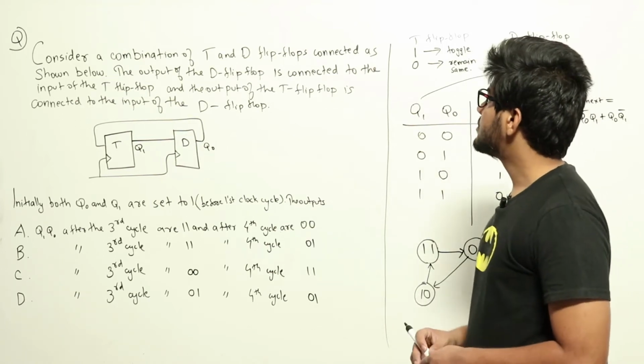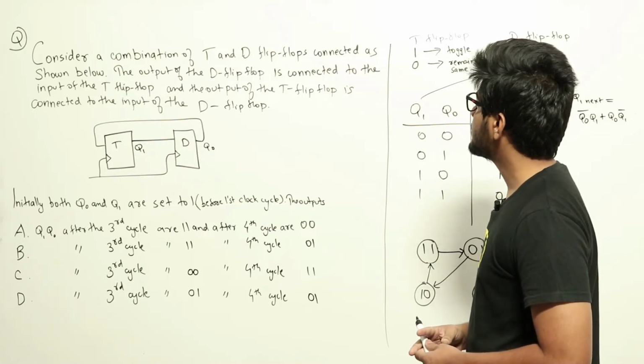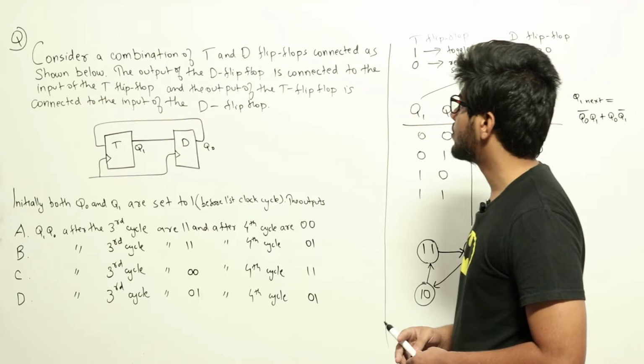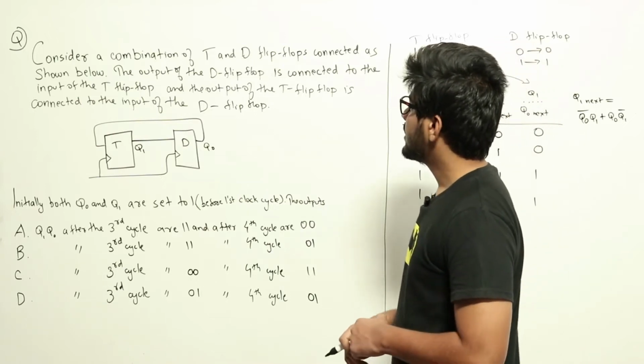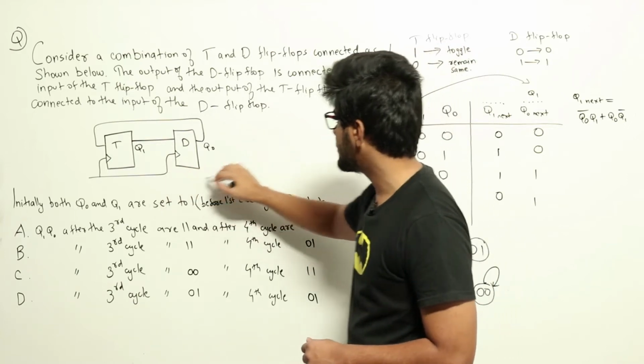Consider a combination of T and D flip-flops connected as shown below. The output of the D flip-flop is connected to the input of the T flip-flop, and the output of the T flip-flop is connected to the input of the D flip-flop. Now this sequential circuit diagram is given.